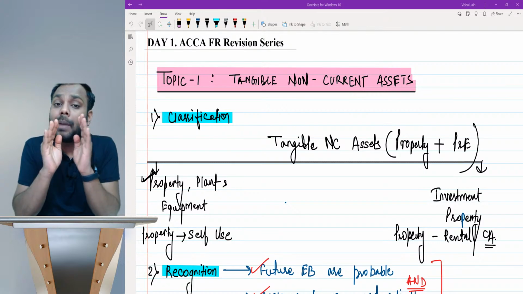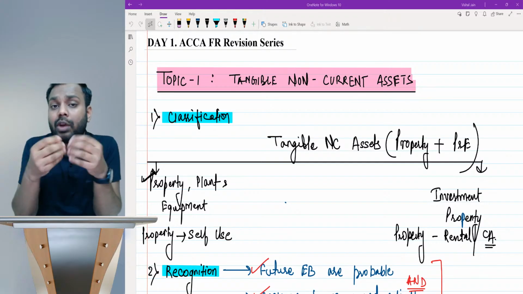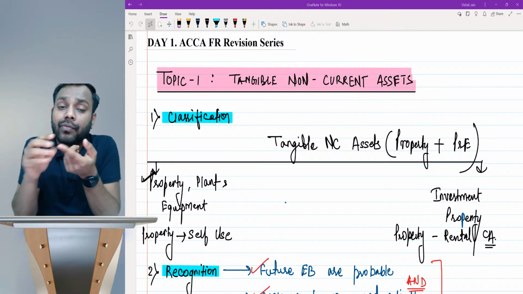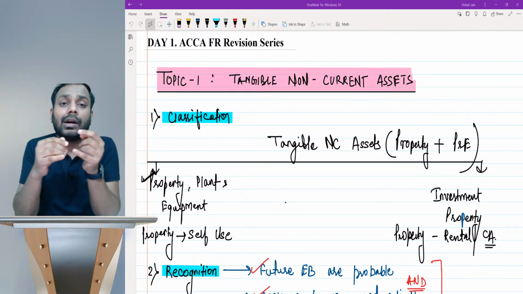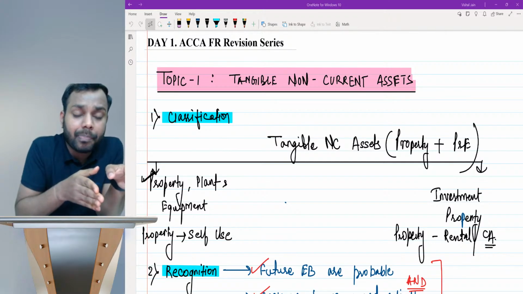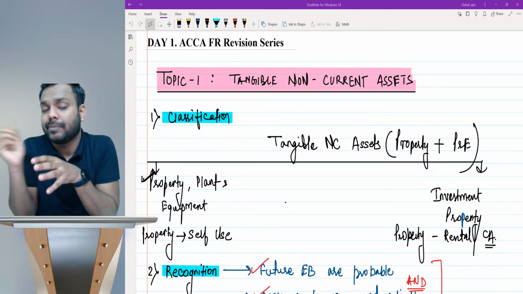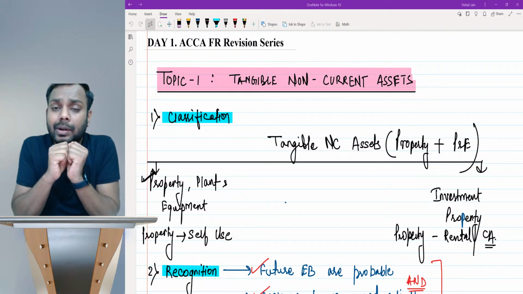Now coming to property. If you have acquired or constructed a property for self-use, meaning either for corporate office purposes or for admin purposes, then it is called property, plant, equipment. If the property is held for rental to others or for capital appreciation, then it is called investment property. Is that clear, guys?